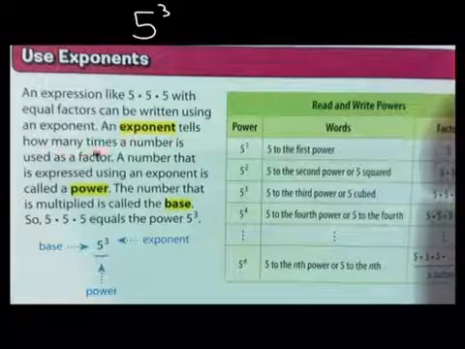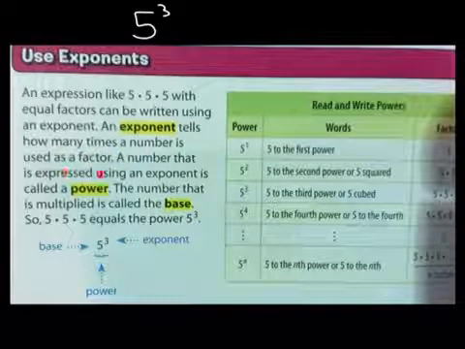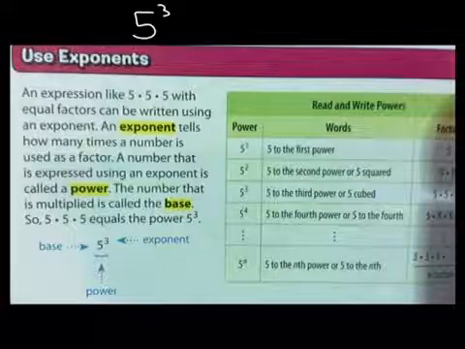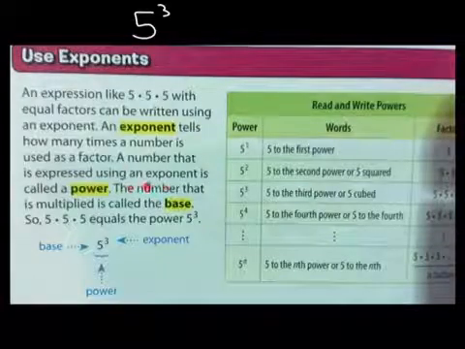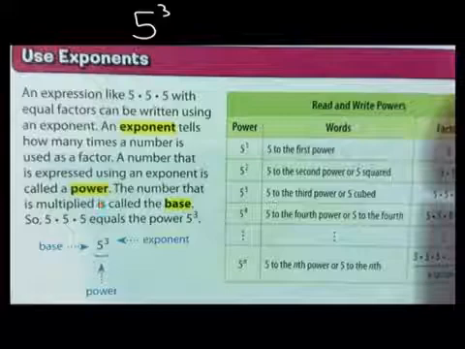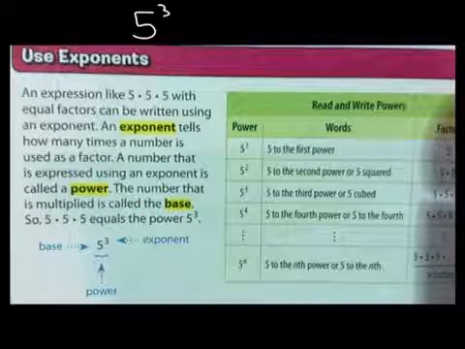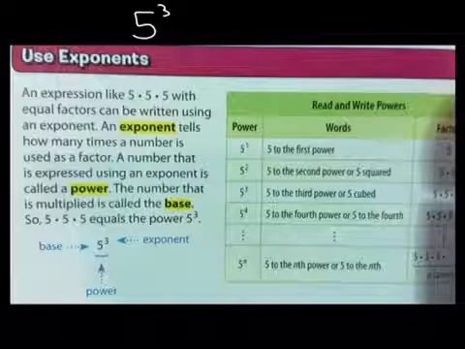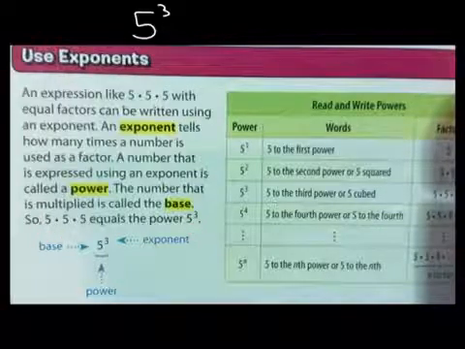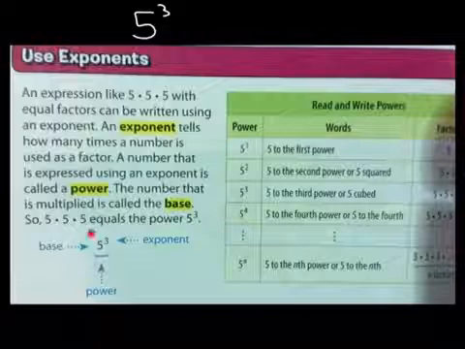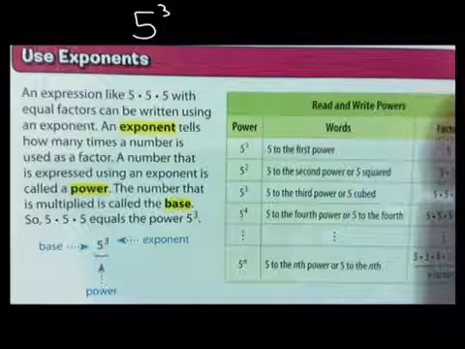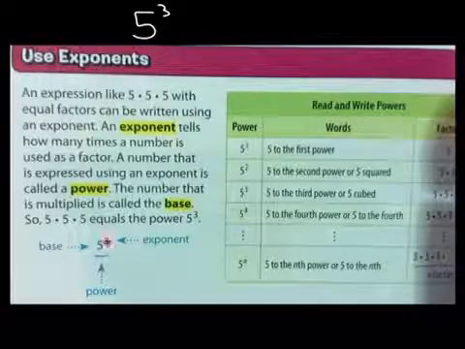An exponent tells how many times a number is used as a factor, how many times it multiplies into itself. A number that is expressed using an exponent is called a power. The number that is multiplied is called the base. So 5 is the base, and how many times it's multiplied is the exponent. Okay, so you can see it right there. We have 5 to the power of 3.